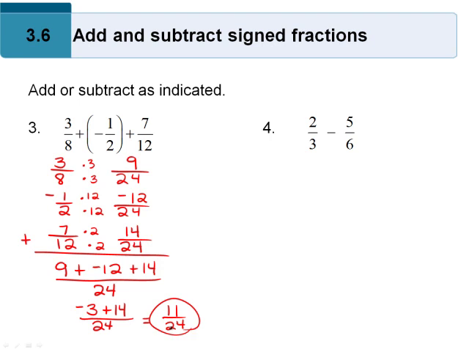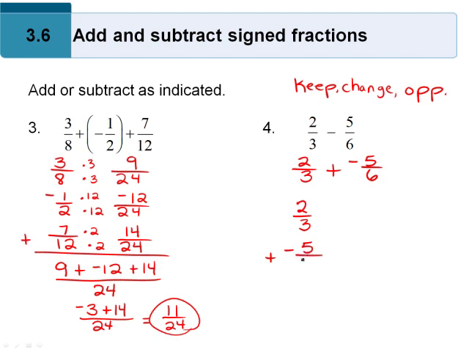Okay? All right, let's look at the next one. 2/3 minus 5/6. So we have subtraction. You're going to do keep, change, and opposite. Okay? Oops, sorry. So we have 2/3, keep that the same, plus, that's the change, and the opposite would be negative 5/6. Okay? So now I'm going to set it up vertically so we can get our common denominators.